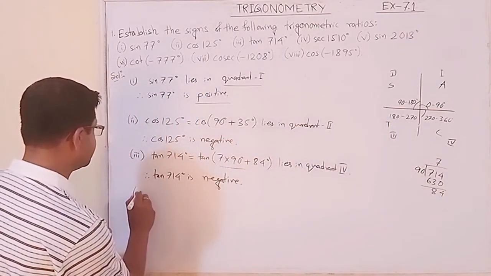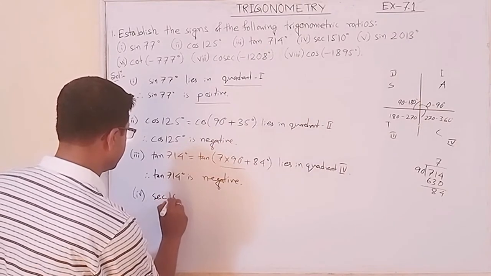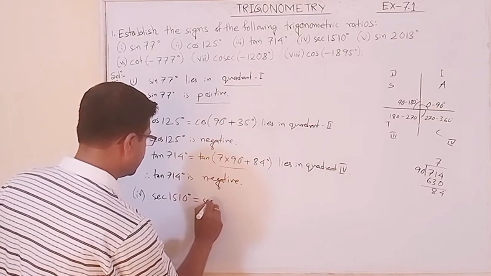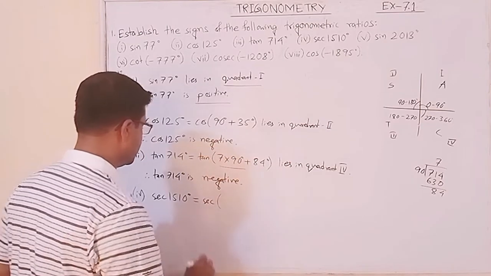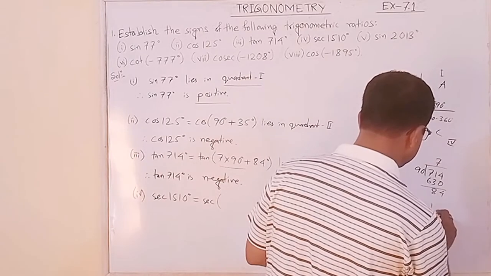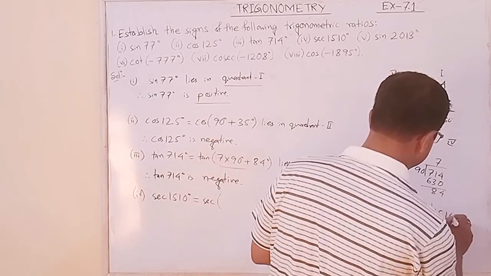Now number 4 is sec of 1510 degree. Let us frame it in this form. We have to divide by 90 degree, no other way. This is the only rule. 1510 degree.